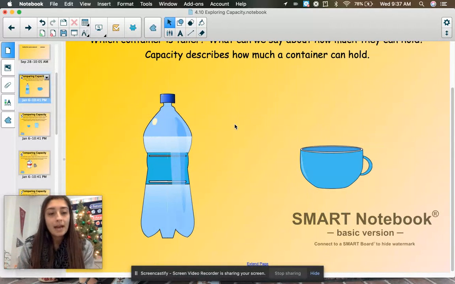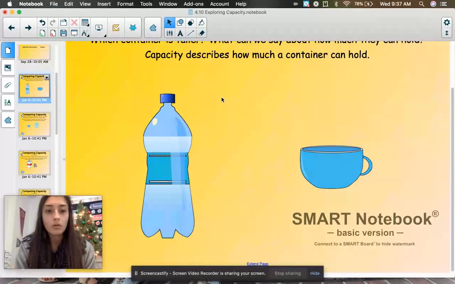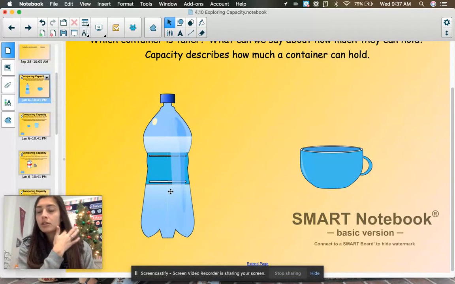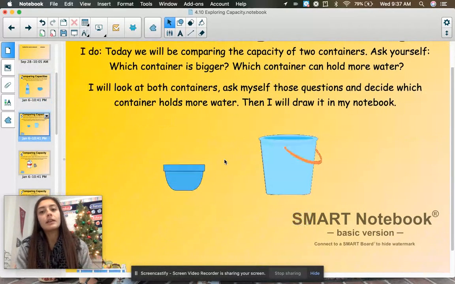So we're going to talk about capacity today, and capacity means or describes how much a container can hold. So we're really focusing on how much water can fit into a container, how much rice or sand can fit into a container, and picking which container could hold more. So today we're going to be comparing the capacity of two containers. When we do that, we need to ask ourselves, which container is bigger? Which container can hold more water? I will look at both containers that I see, and I will ask myself those questions to decide which container holds more water. Then I'm going to draw it in my notebook.